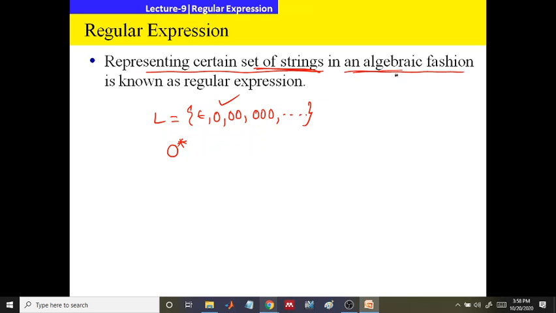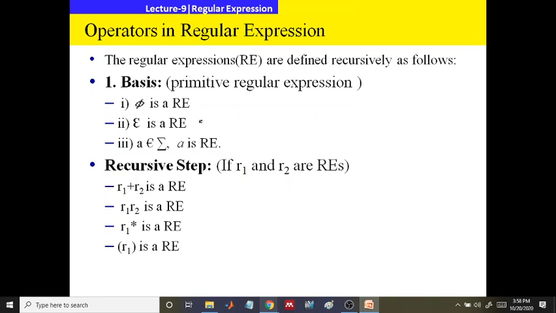I hope all of you have heard the term algebra. In algebra there are certain operators, and those operators are applied with certain precedences. Similar to that, in regular expression there are also some operators. So what are the operators in regular expression? I have divided the operators into the basis and the recursive step. Basis means these are the primitive regular expressions.